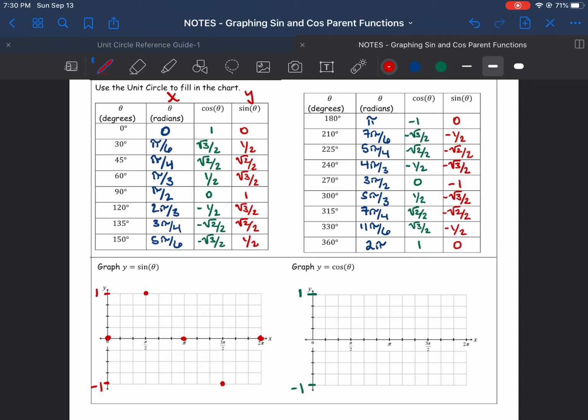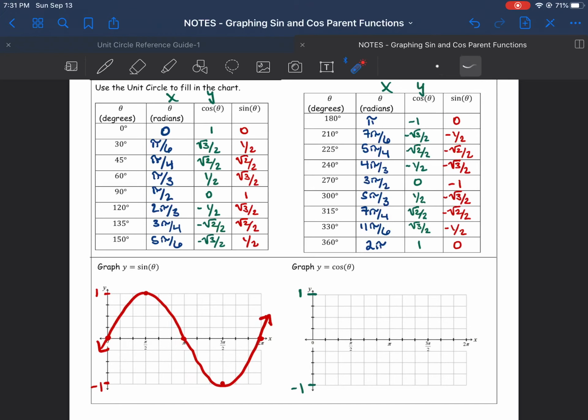Now, you could have tried to plot all the points in between, and it would have been perfectly fine. But we can see exactly what's going to happen here. So let's go ahead and trace the graph. Okay, this is the image that we're getting for y equals sine of theta, or at least this is the sketch of the graph. Now let's do the same thing for y equals cosine of theta, but notice that this time we're still going to let theta be the x value, but now the y value is going to be the cosine of theta.